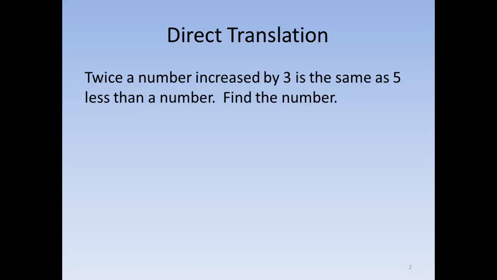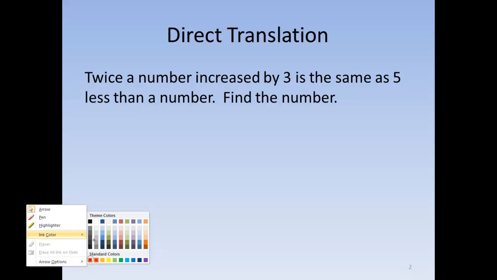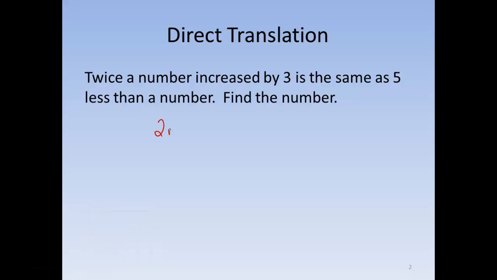And the first type of word problem is direct translation. It's an equation. It's just written in words. Your job is to translate it into the symbols, and then you can go ahead and solve this. So we have twice a number. Twice a number means I'm going to take 2 times a number, increased by 3 is the same as, that's my equal sign.